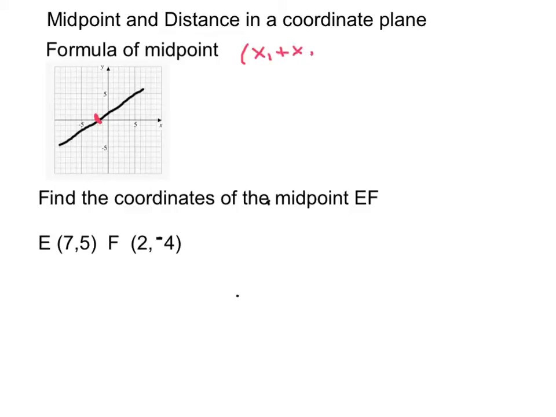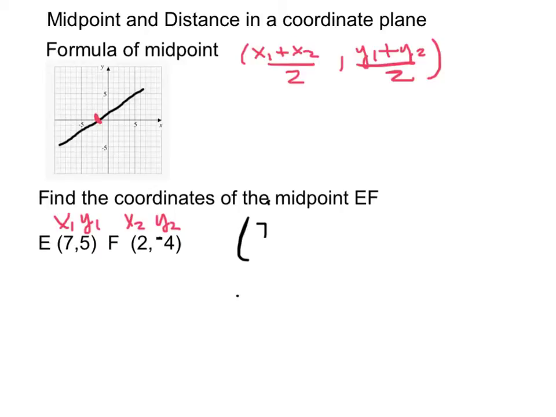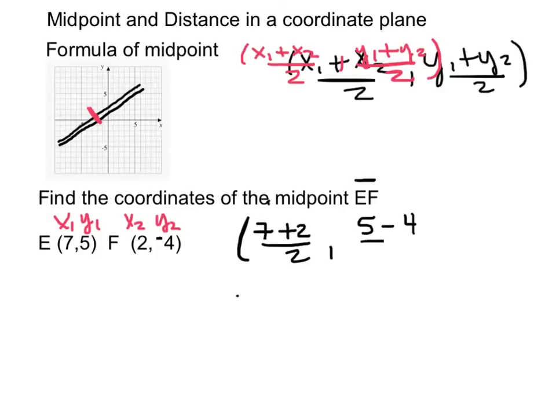x2 into 2, y1 plus y2 into 2. Now, if we assume that this is x1, y1, and that this is x2, y2, let's find the midpoint for these 2 points. So we start, and we say 7 plus 2 into 2, 5 minus 4 into 2.